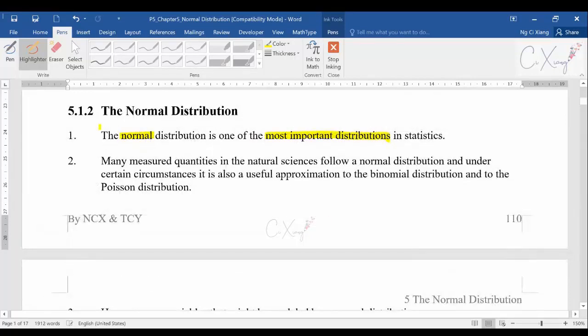So why is it very important? Because for some discrete distributions like binomial or maybe Poisson, which you're going to learn in Stats 2 also, you can actually change them to become a normal distribution to get the probability. But of course, I must follow some certain conditions. I will tell you the conditions later when you learn it.